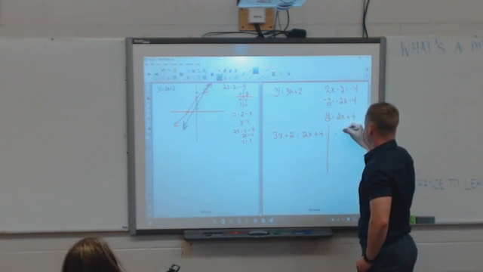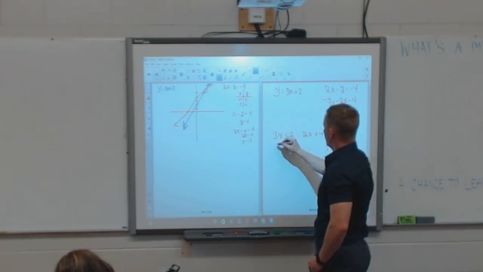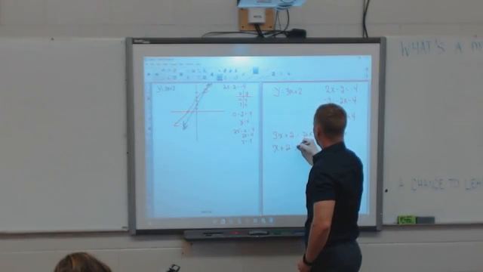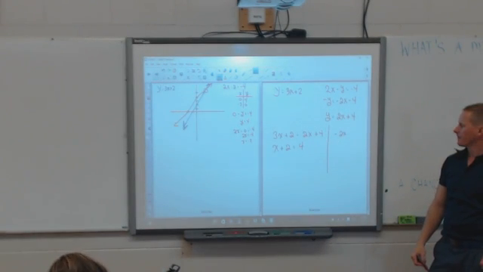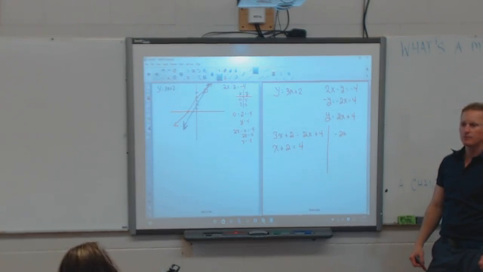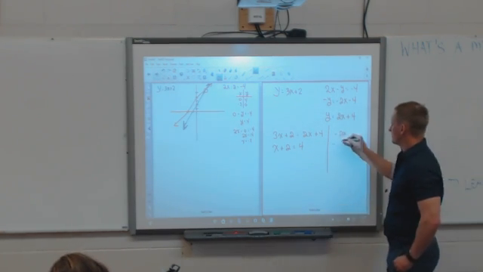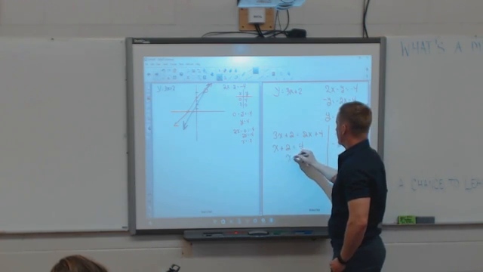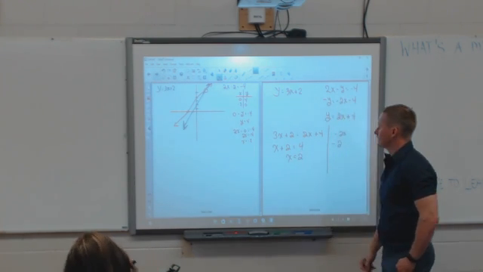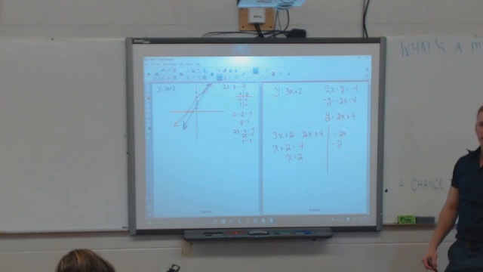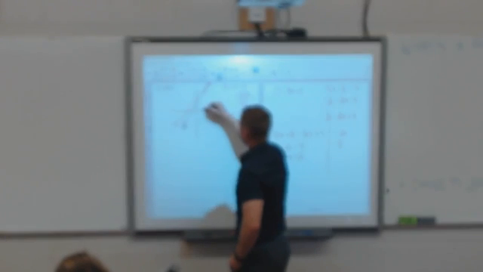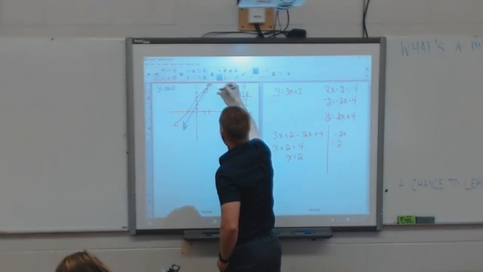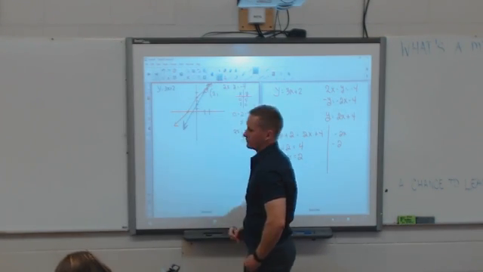Okay, so I'll just write out my steps right here. I'm going to subtract 2x. That's going to give me 1x, add 2 equals 4. Now how do I get x by itself? Subtract 2. X is equal to 2. Okay, so I know the x value where these guys are going to cross. That x value right there I know is 2.